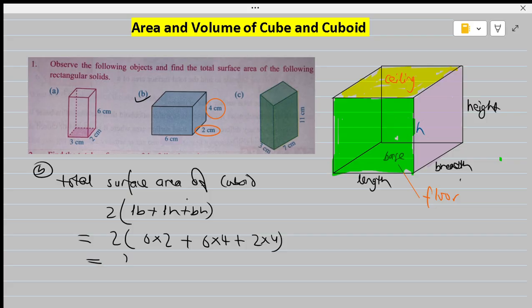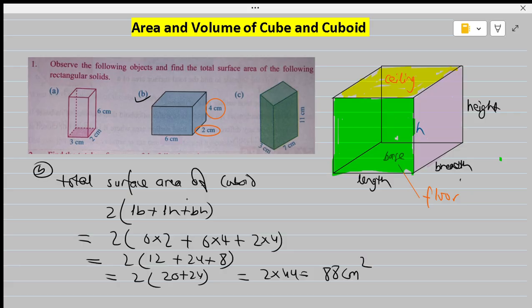So let's calculate. 6 2s are 12, 6 4s are 24, 2 4s are 8. So 12 plus 8 is 20, 20 plus 24, so we get 44, so that will become 88 here. So the total surface area of the cuboid is 88 centimeters square, and this is number B. So A and C, you can do it yourself. Alright, and I'll go with number 2. So make this clear.